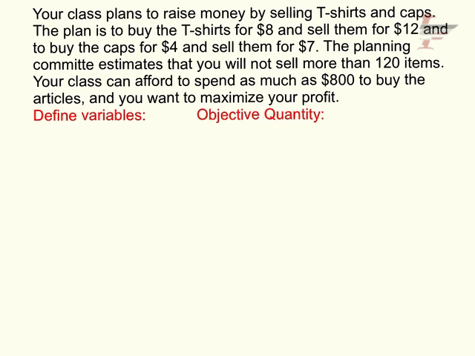So I'm going to use, it doesn't really matter, T and C for t-shirts and caps. So T is the number of t-shirts, and C will be the number of caps. Other things that you might want to define, of course, you want to maximize profit, so I'll say P is profit.